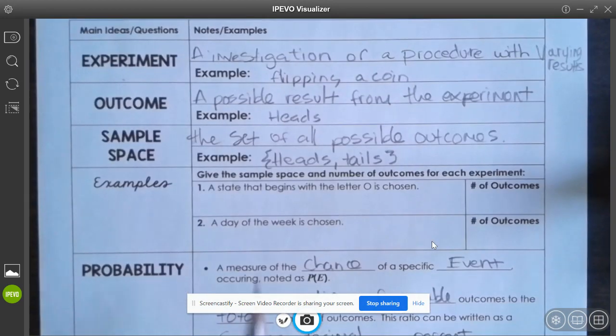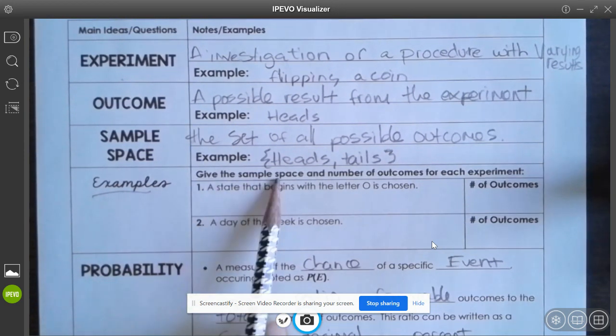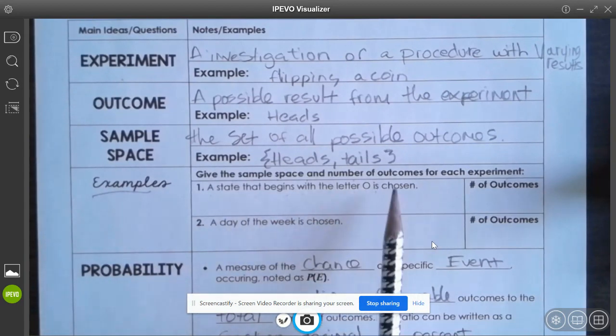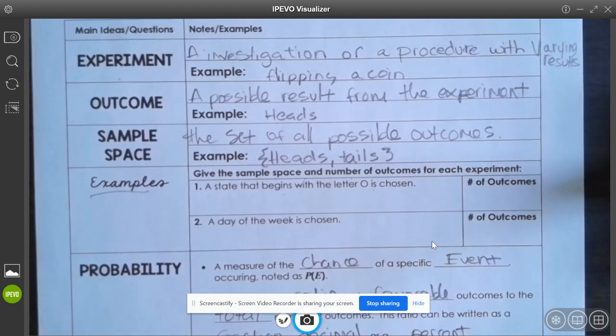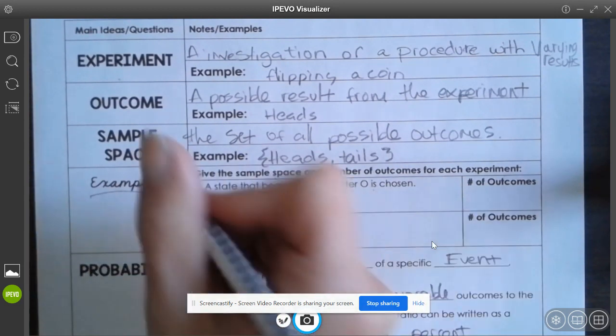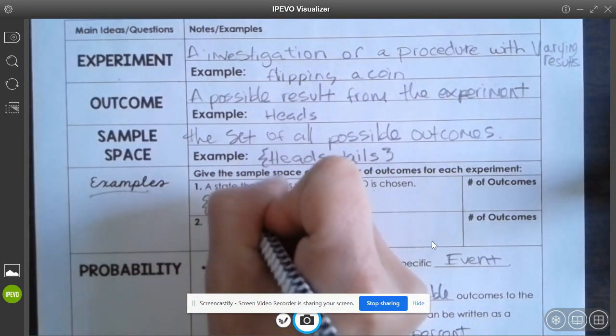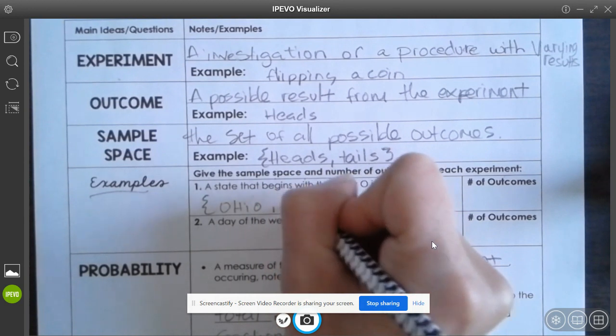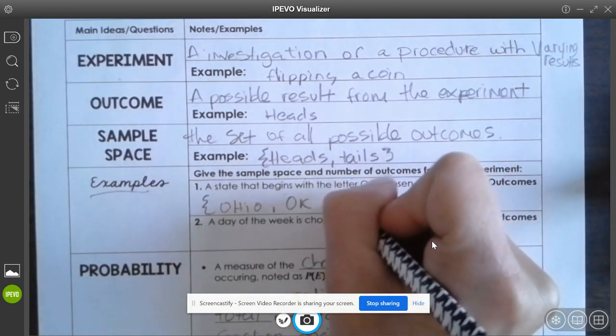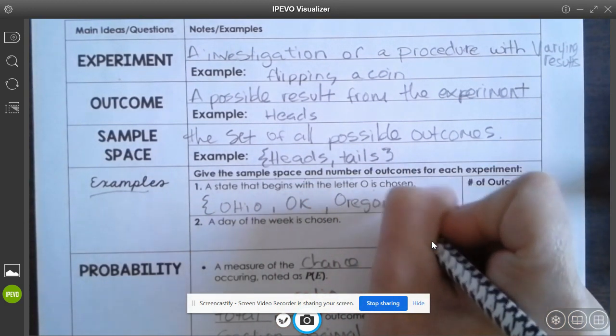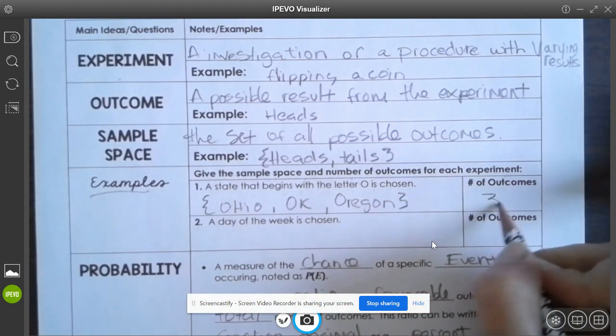Okay, so number one, I'm gonna do number one, you're gonna do number two. So give the sample space and number of outcomes for each experiment. So a state that begins with the letter O from the United States. So let's see, Ohio, Oklahoma, and Oregon. Those are the three that I can think of. So Ohio, Oklahoma, and Oregon. All right, so then there are three outcomes, right?